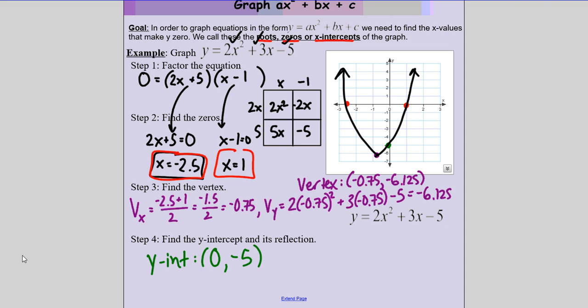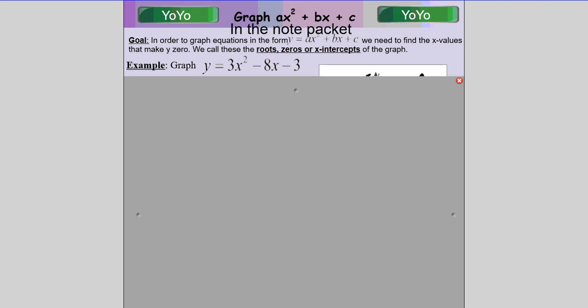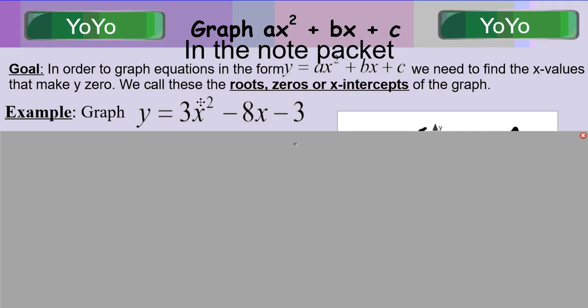So well done. I'm going to ask you to try one. Yours to graph is 3x squared minus 8x minus 3. And this one's actually in the note packet for you. So pause the video now, factor, find the x-intercepts, find halfway between to find the vertex, plot the y-intercept, and sketch it in. Pause the video now, give it a try, unpause it once you want to see the answer.